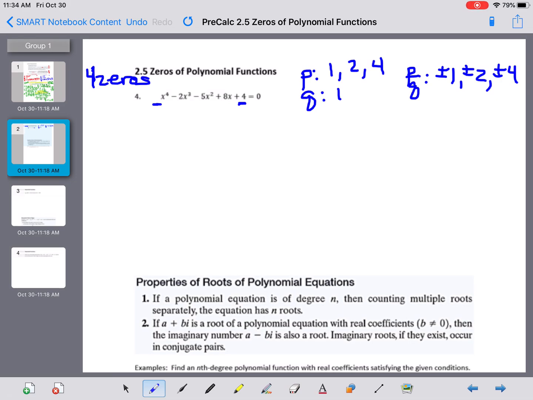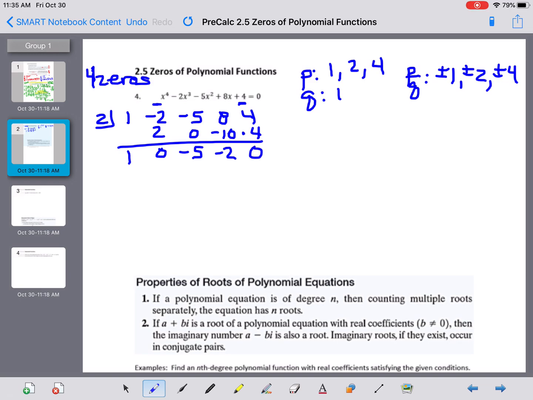All right, what do you want to start with? Let's start with 2. First, 1, -2, -5, 8, and 4. That's the 4th power, 3rd power, 2nd power, 1st power, no power, right? Go down. 1 times 2 is 2. I get a 0. 0 times 2 is 0. I bring down -5 times 2 is -10. I get -2. -2 times 2 is -4. Hallelujah, we found one right away.